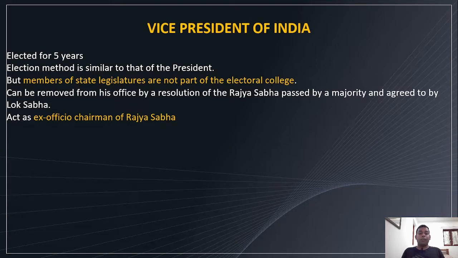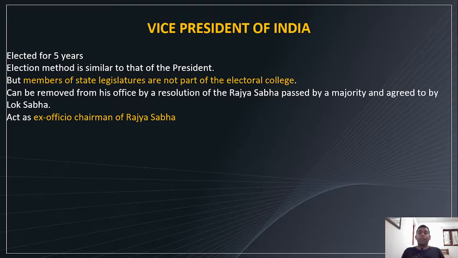The vice president can be removed from office by a resolution passed by a majority in Rajya Sabha and agreed to by Lok Sabha. Why is it Rajya Sabha first? Because he is the ex officio chairman of Rajya Sabha. What is ex officio chairman of Rajya Sabha?